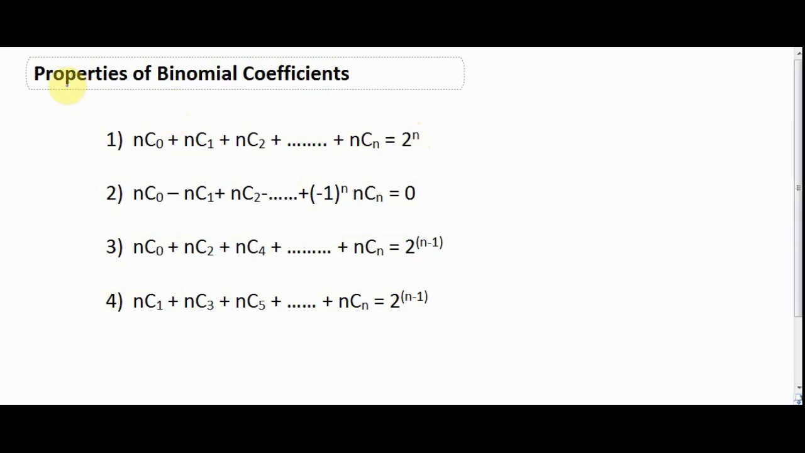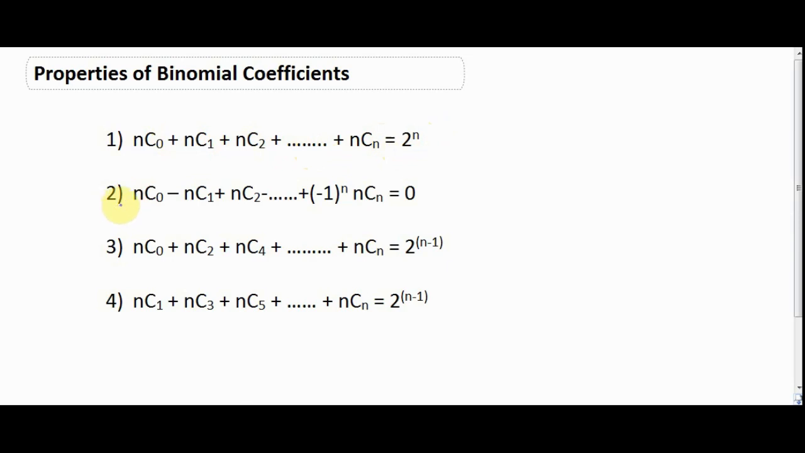Now let's discuss properties of binomial coefficients. The first property says nC0 plus nC1 plus nC2 plus etc. plus nCn is equal to 2 raised to n. We discussed this point while we were discussing identities of binomial theorem. So this property of binomial coefficients says that the sum of all binomial coefficients will be equal to 2 raised to n. So the left hand side is nothing but the sum of binomial coefficients, and that will add up to 2 raised to n.